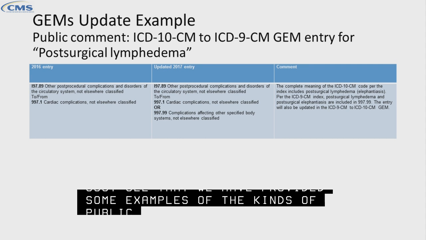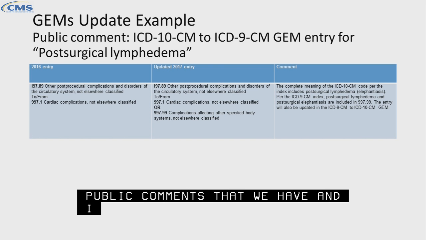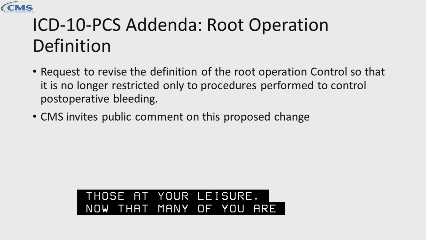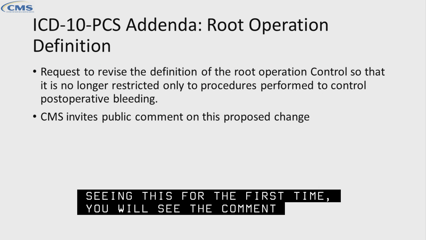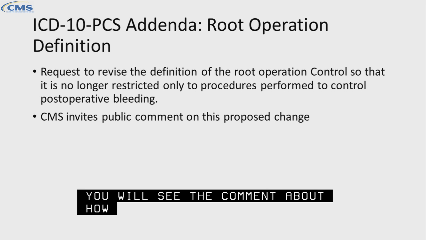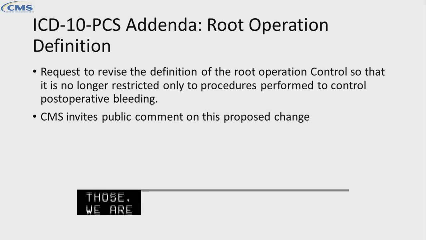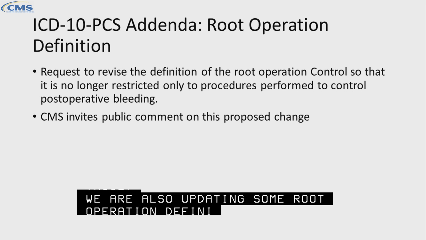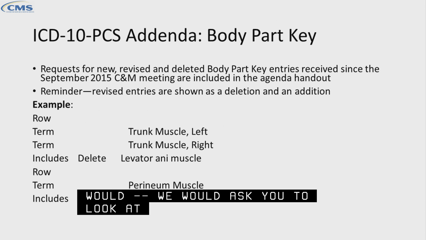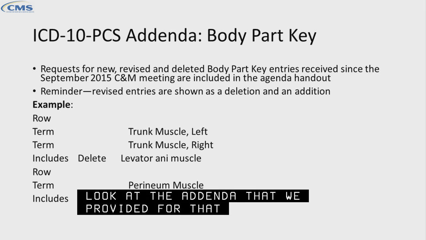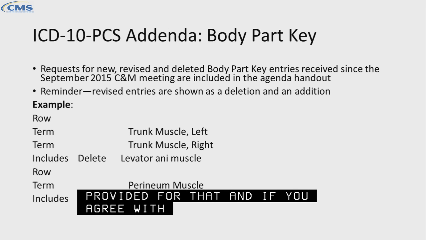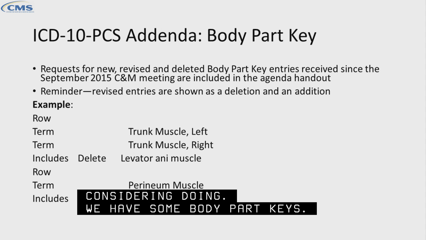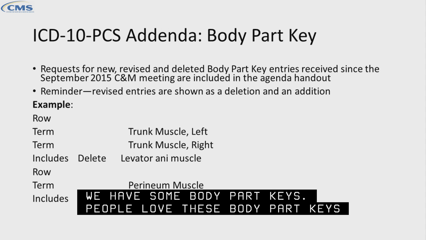Now that many of you are only seeing this for the first time, you'll see the comment about how we've updated them, and we'd love for you to comment on those. We are also updating some root operation definitions, and we would ask you to look at the addenda we provided for that and see if you agree with some things that we're considering doing. We have some body part keys. People love these body part keys, and so as we get suggestions, we're going to suggest information to update them. We would like you to look for the detailed attachments in our document and tell us if you agree.